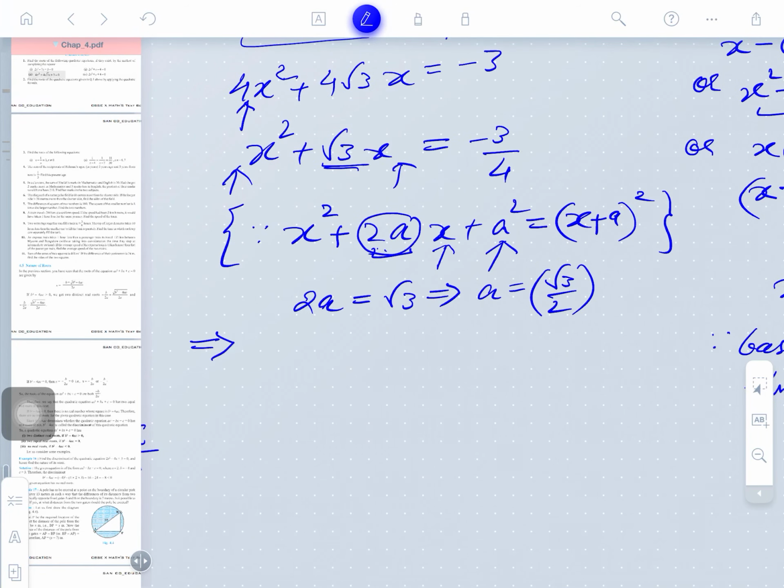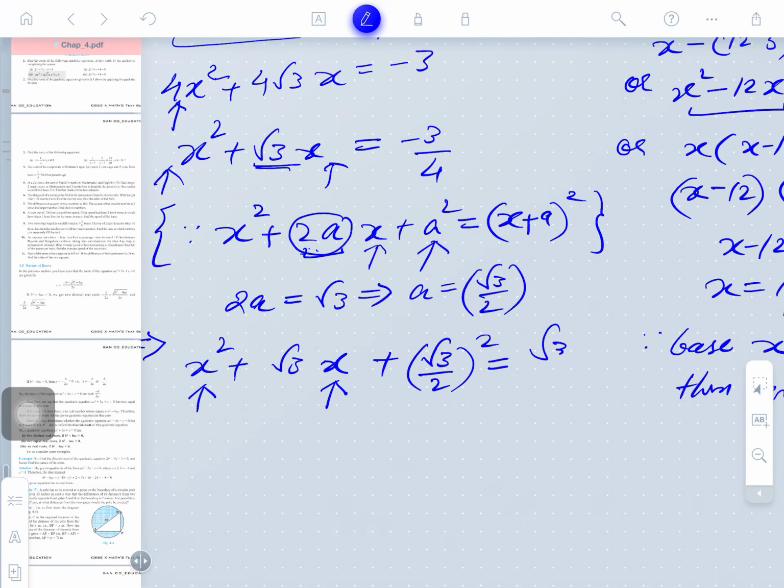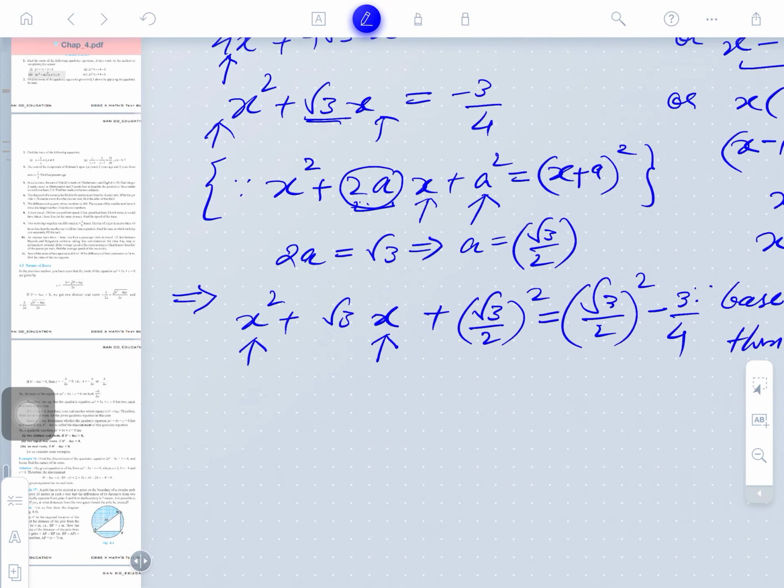This is the decisive and critical point. If any student can do this, it means he has learnt the completing square method. We have x² + √3x. The first term is a square, the second term follows the formula. So what is the third term? (√3/2)². Either side of the equal sign this is to be added. And here we have minus 3/4. You may see this, so this is to be added either side.